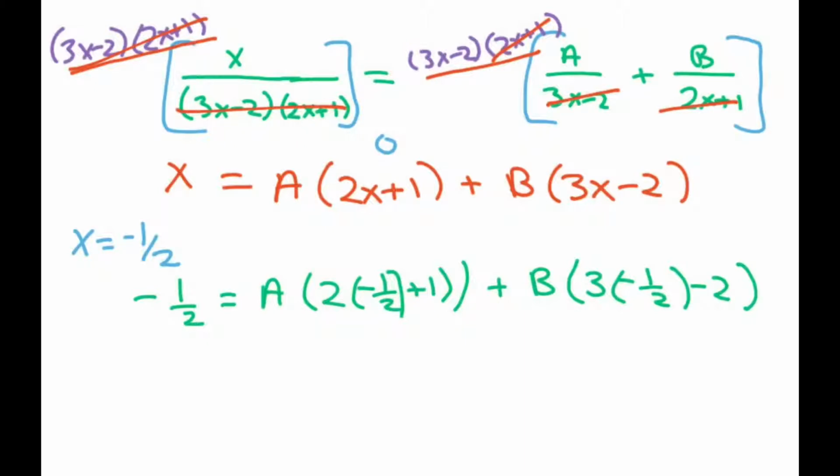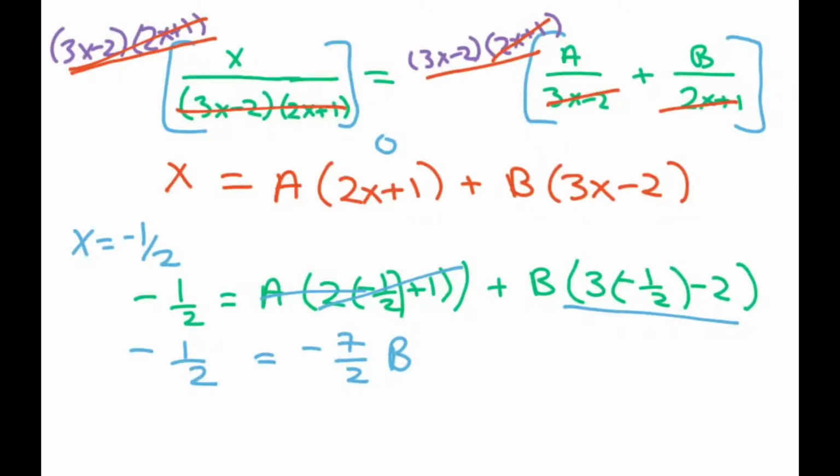Now simplifying, we're going to get negative 1/2. This equals 0, so that goes away. So we just need to clean that part up, and clean that part up, and you're going to get negative 7/2 B.